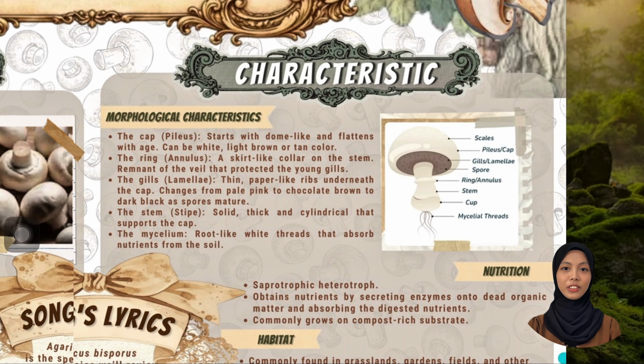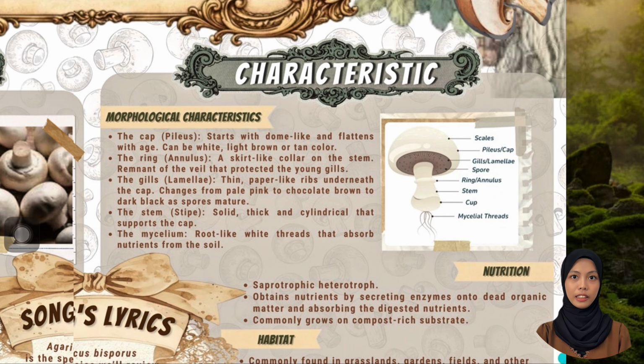Next, the morphological structure of Agaricus bisporus. Looking at its anatomy, Agaricus bisporus has 5 main parts. The cap, or pileus, the umbrella-like top. It's dome-shaped and flattens with age, ranging from white to tan in color. The ring, underneath, a small collar on the stem. It's the leftover remnant of the veil that protected the gills.